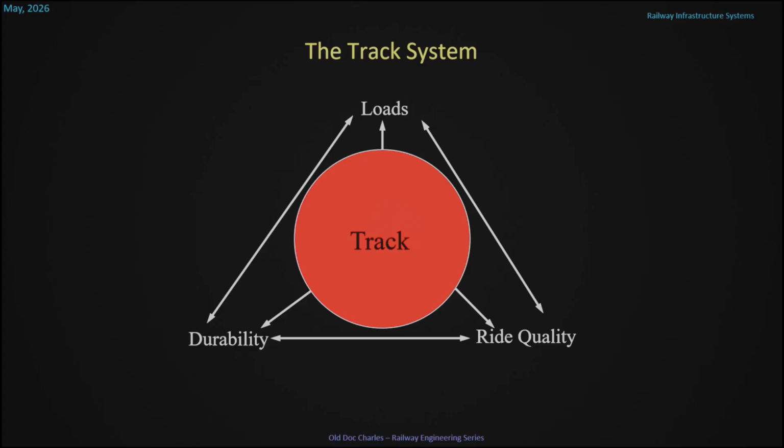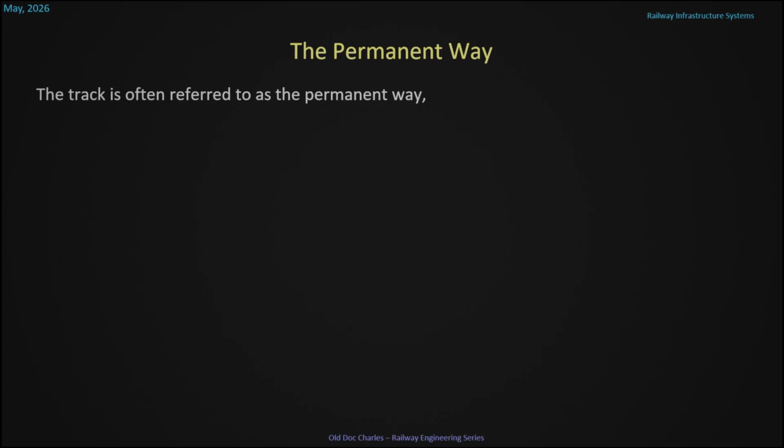For example, if you increase the loads by making the trains heavier or going faster, then the durability is going to go down, which means the track is going to need more maintenance, and the ride quality is going to suffer as well. So these three things are all interlinked. Now, track is often referred to as the permanent way.